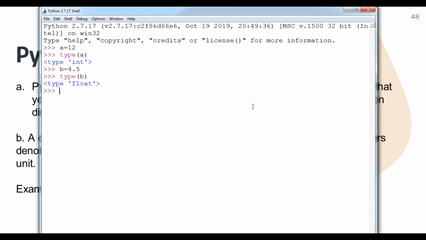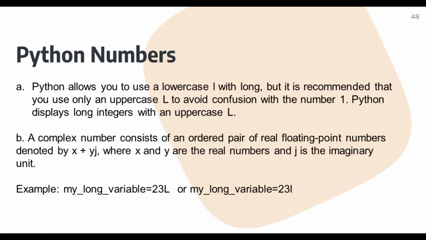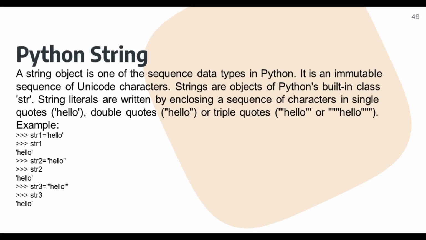Then we initiate a long variable, c equals 9 with a capital L. If I use the type function, you can see long. It can also be like this: d equals 89, whatever the number, followed by a small l. The same data type will print, long. The complex data type is really different, and it is used in higher and critical applications. Next, I'm going to teach you the Python string, student.